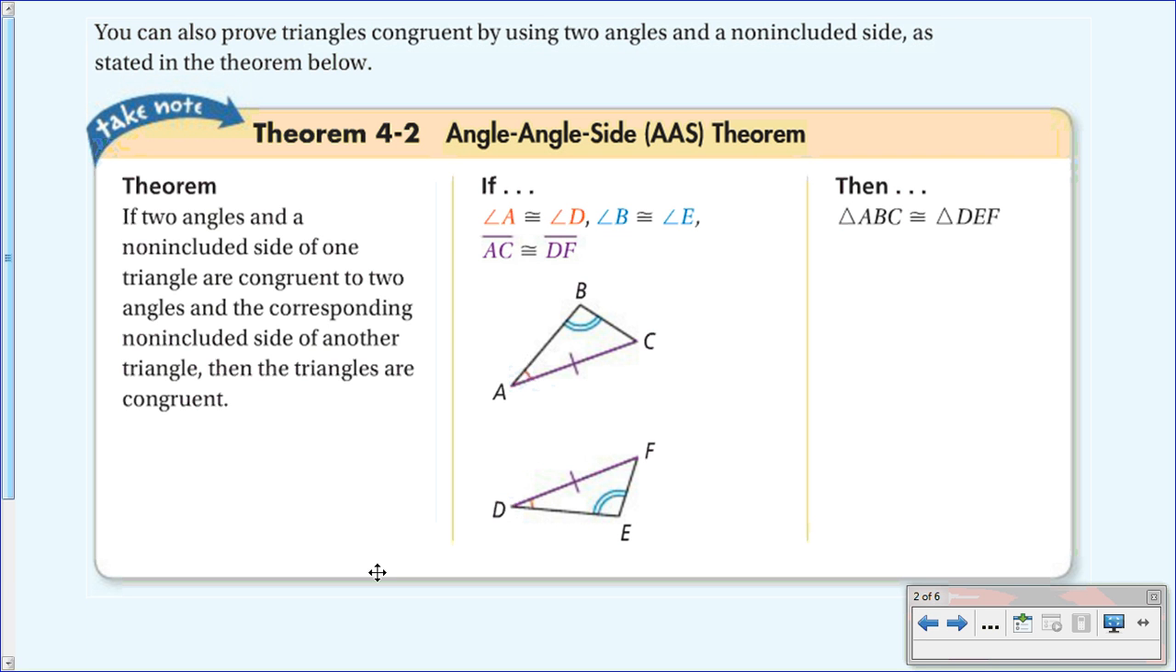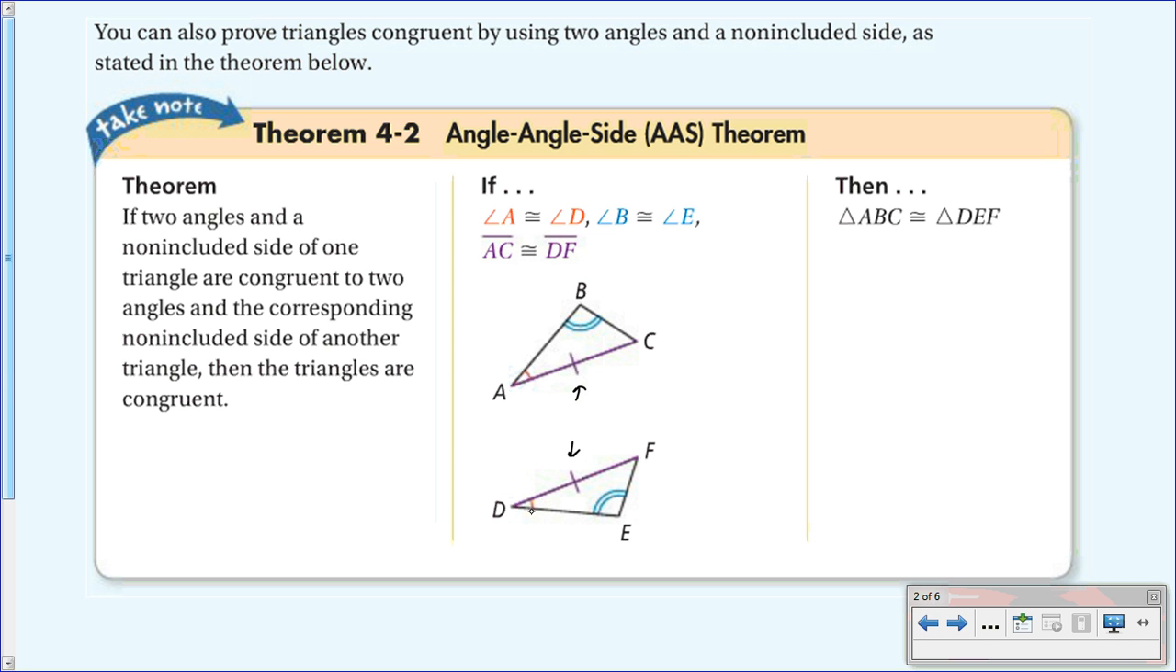Now, here's a picture. If you're like me, you like the pictures better. They're usually easier to understand. So here we have angle A congruent to angle D, angle B congruent to angle E, and then if you notice, we have a non-included side. Now, this non-included side can't just be any of the non-included sides. It has to be the same non-included side in both triangles. What do I mean by that?